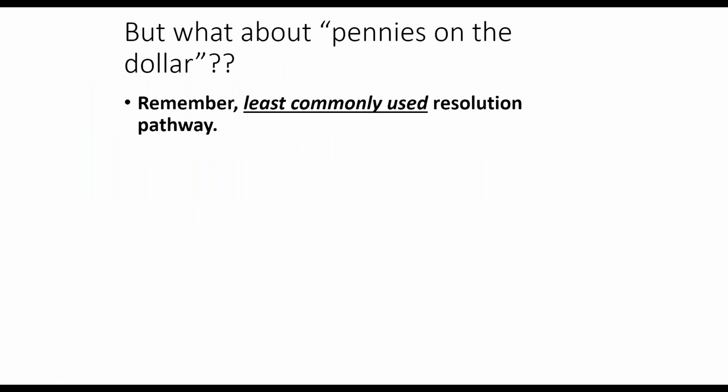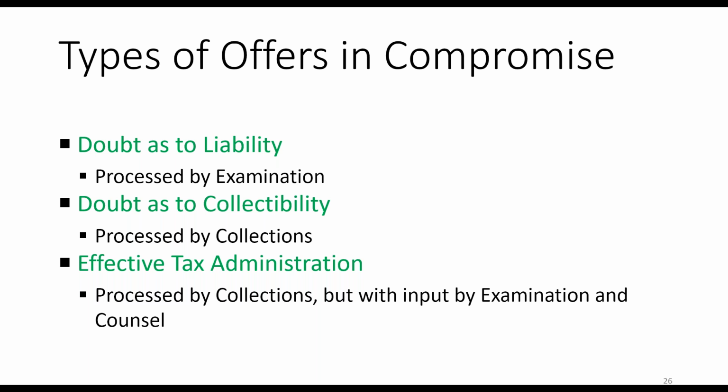Now, of course, everybody wants to know about the pennies on the dollar program. Remember, this is the least commonly used resolution pathway. And there are actually 3 different types of offer and compromise. One is doubt as to liability. So this is the 656L, and is processed by the examination department. And this is when the taxpayer says, I don't owe this money, okay? There's the doubt as to collectability, which is processed by the OIC centers operated by collections. And this is the taxpayer saying, I can't pay this money.